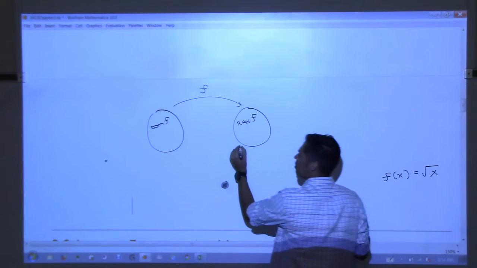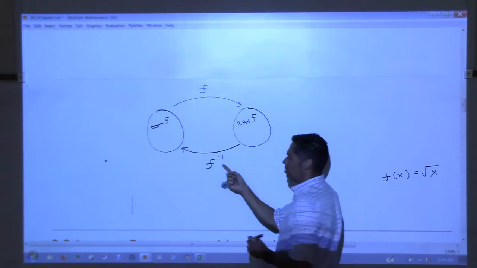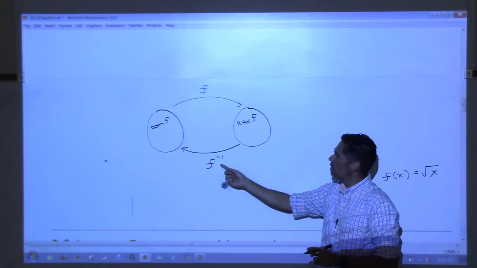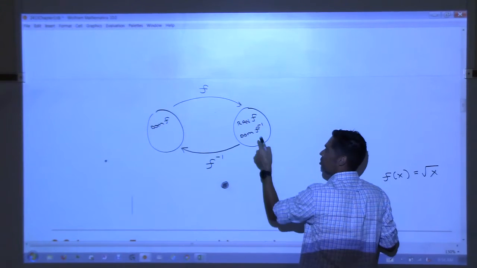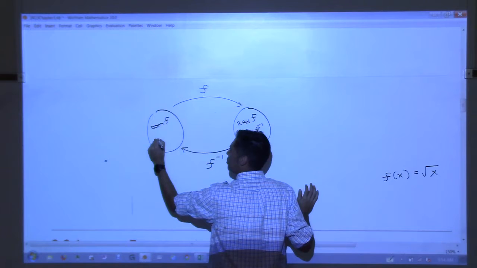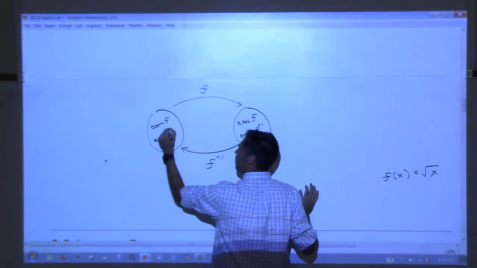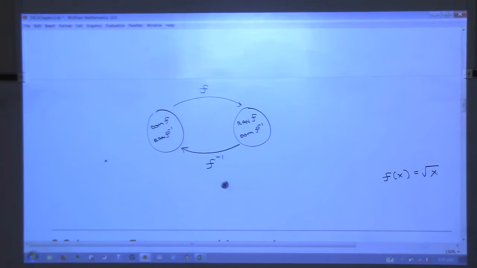So the picture of the inverse goes from here backwards to here, and we use the little negative one notation for the inverse. Therefore, the domain of the inverse function is the range of the f function, and the range of the inverse function is the domain of the f function. So the domain and range switch places.